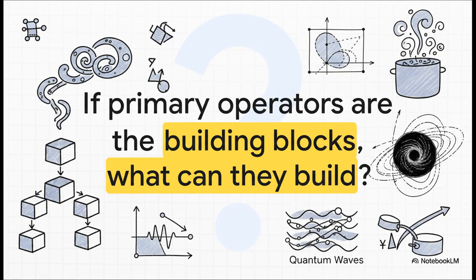So, we've met the building blocks, and we know the rules they have to play by. And that leads me to the final question I want to leave you with. If these primary operators are the fundamental building blocks, what kind of amazing things can they build? Well, the answers range from the physics of boiling water hitting its critical point all the way to the quantum nature of black holes. The applications are as profound as the theory itself.